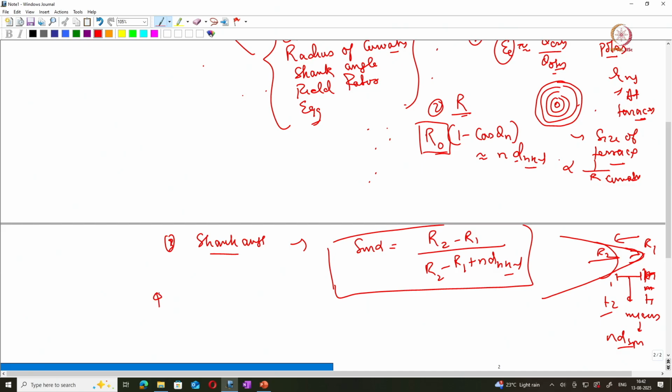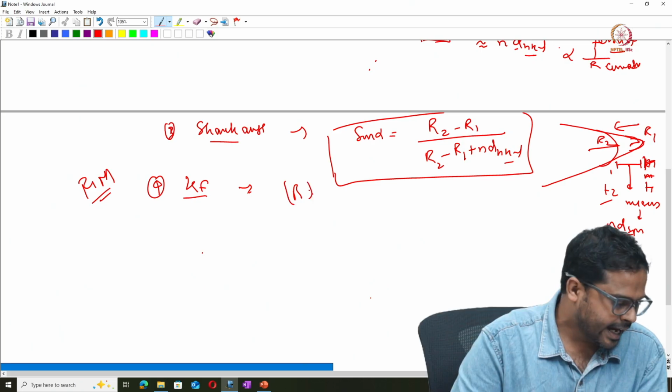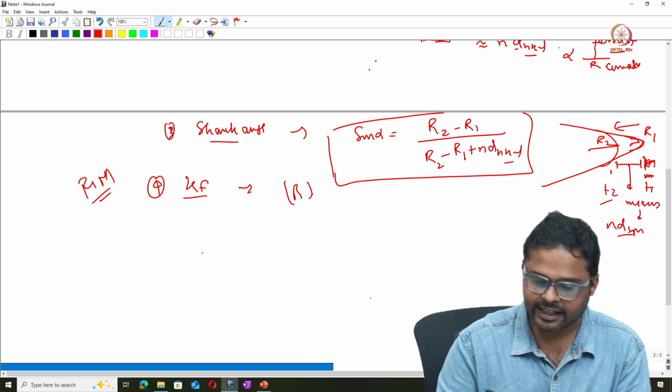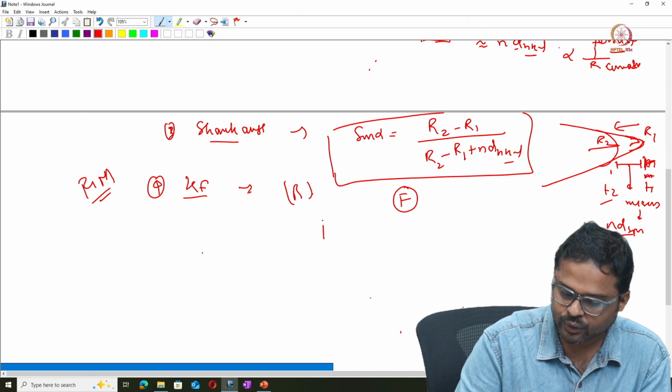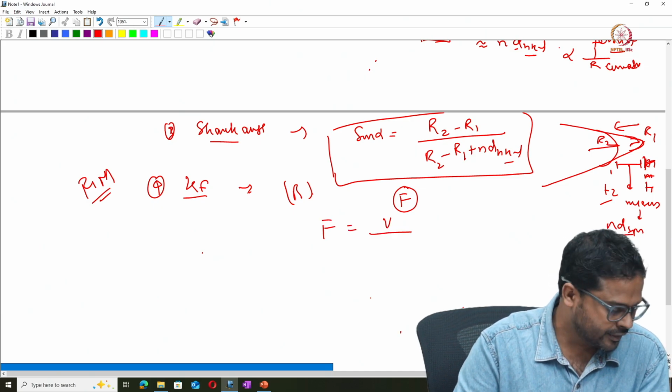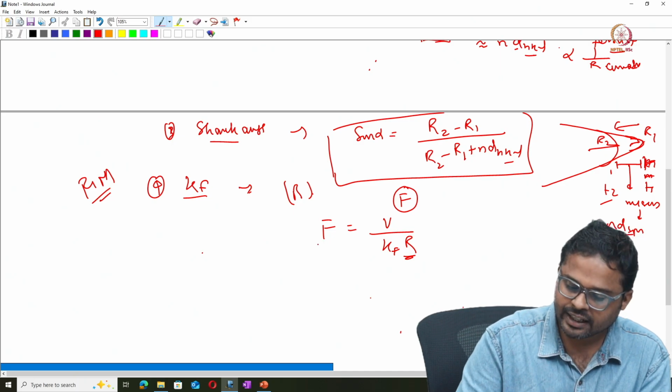The fourth one is the field factor. Remember, this I am talking about in FIM. If you know the radius, and assuming that the electric field at the apex is F, then F equals V divided by kf R. So the field is an assumption.